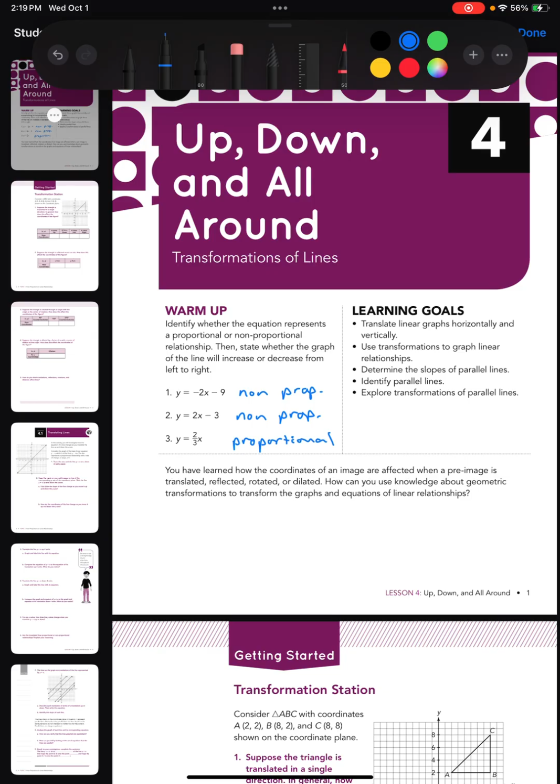And going back, it also asks us to state whether it increases or decreases. Well, number 1 has a negative slope. So that is going to be decreasing. I'm just going to draw a decreasing line. 2 would be a positive slope, so that's going to increase. And 3 is also a positive slope, so that would be increasing as well.